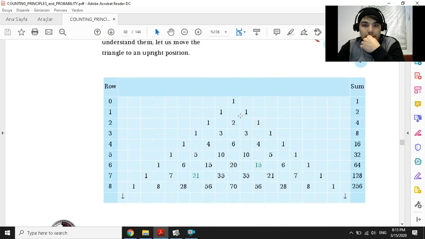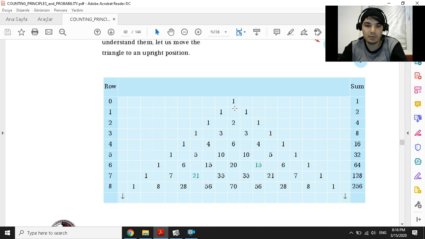Okay, you can see the numbers here, and we are going to start with the 1. After that, for each row, I'm going to write the corners once, and after that we will take the sum of the numbers. 1 plus 1 is 2, 1 plus 2 is 3, 2 plus 1 is 3. These numbers actually will be the coefficients of the terms.